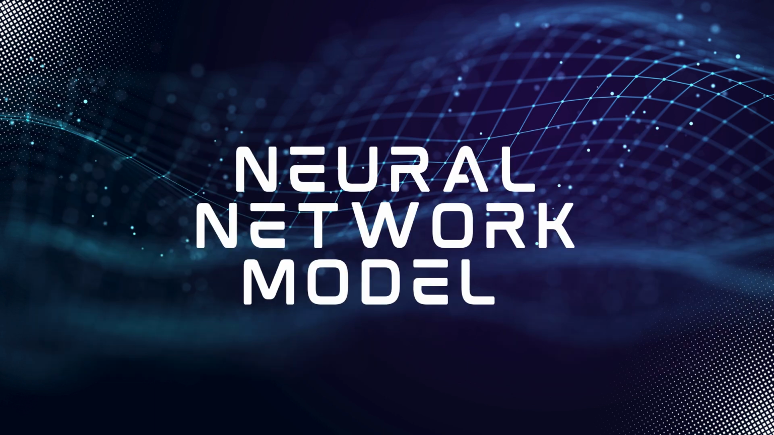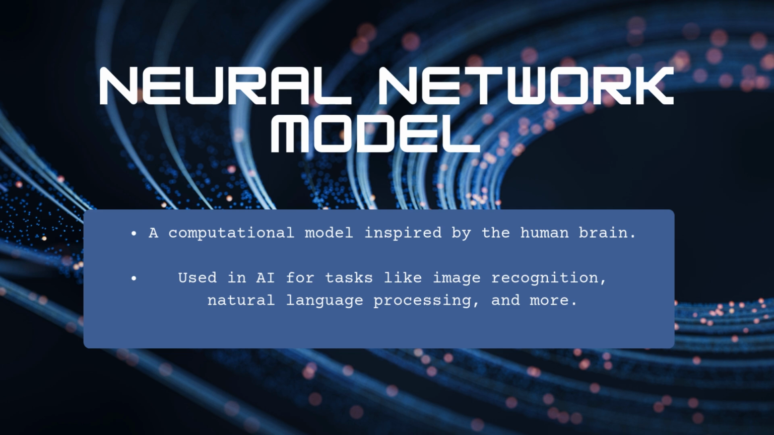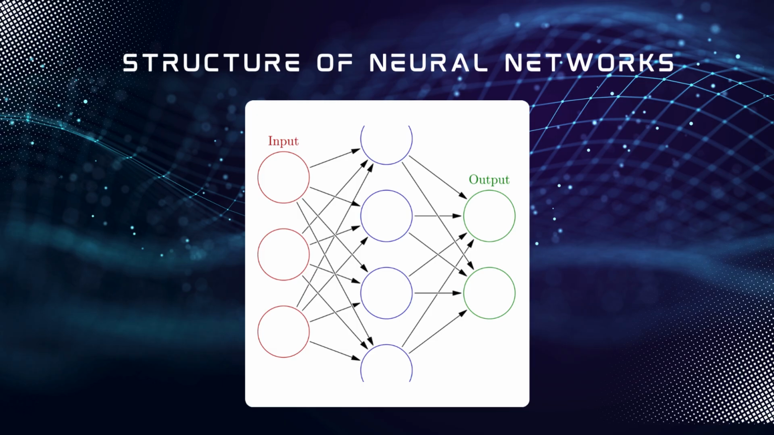4. Neural network model. Definition. A neural network is a computational model inspired by the human brain, consisting of layers of interconnected nodes, neurons. Structure. Input layer receives raw data. Hidden layer processes and transforms data. Output layer generates the final result.